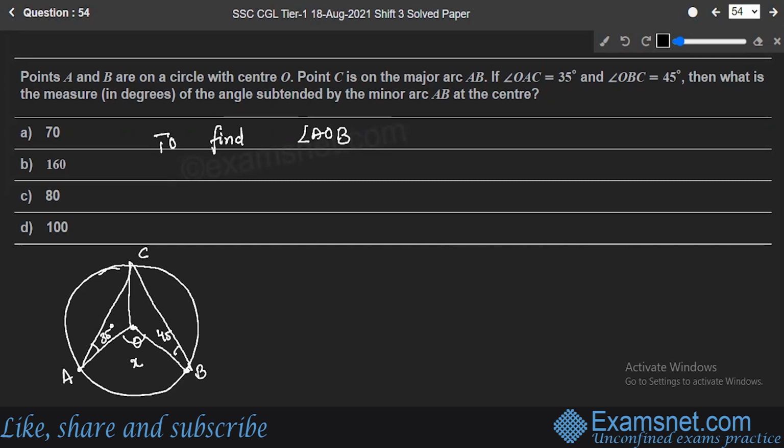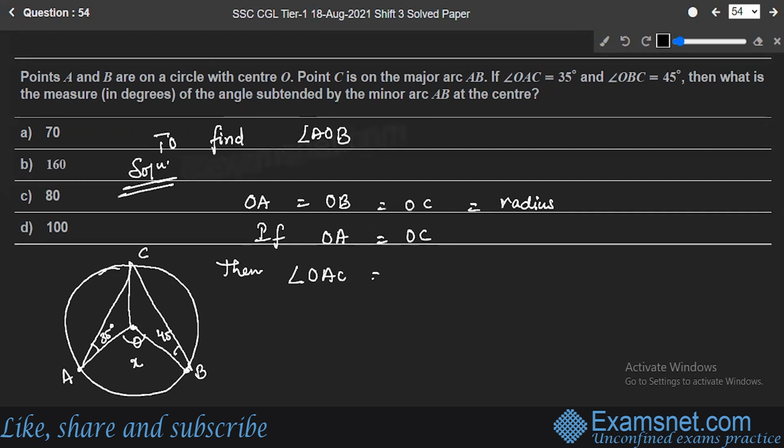First of all, you are given these two angles. Here is the solution of the question. First of all, OA is equal to OB is equal to OC. They are all the radius of the circle. Now, if OA is equal to OC, then angle OAC is equal to angle OCA, angles opposite to equal sides are equal, right? I hope you know this.